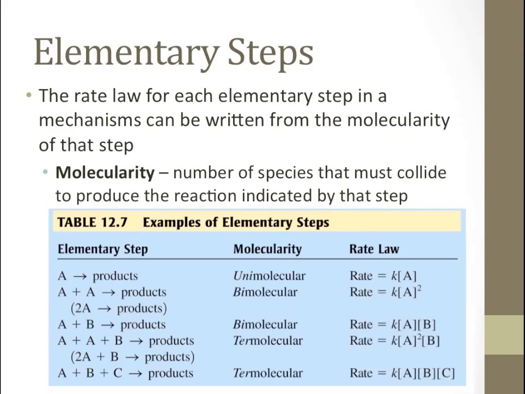Reactants A plus B is a bimolecular step, second order overall because it's first order with respect to A and first order with respect to B. The two examples shown here of termolecular steps are highly unlikely due to the low probability that a collision between three molecules at once could produce a reaction.